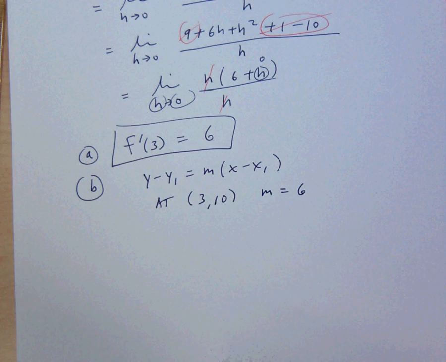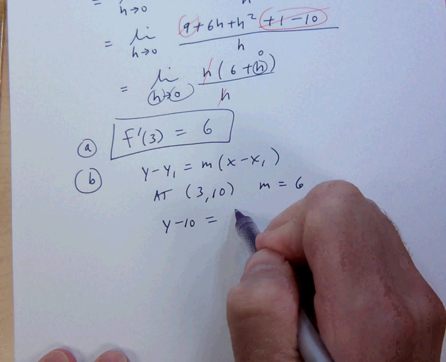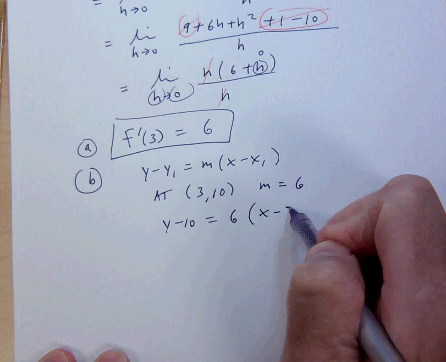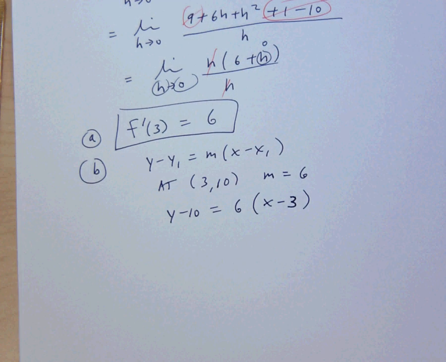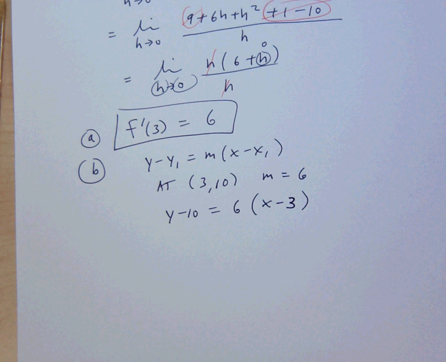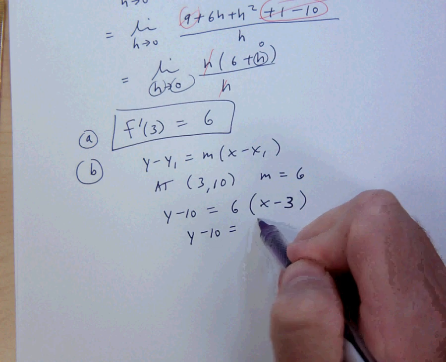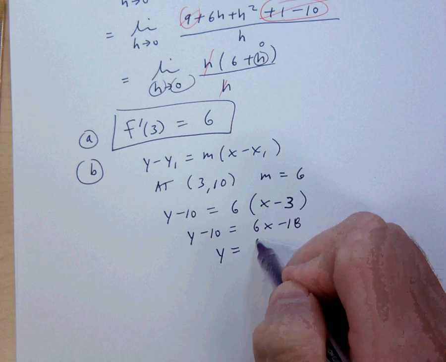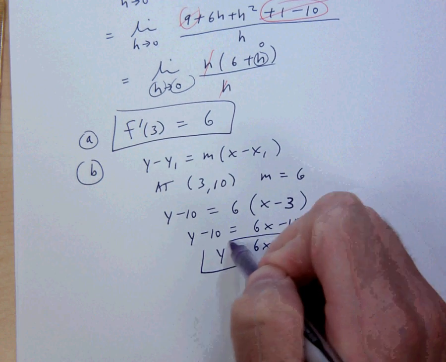Real easy. So here we go. We get y minus 10 equals m, which is 6, times the quantity x minus 3. Correct? All right, now if you want to, you can change it to slope-intercept form, so let's go ahead and do that, by distributing the 6 and then adding 10 to both sides. Okay, guys?